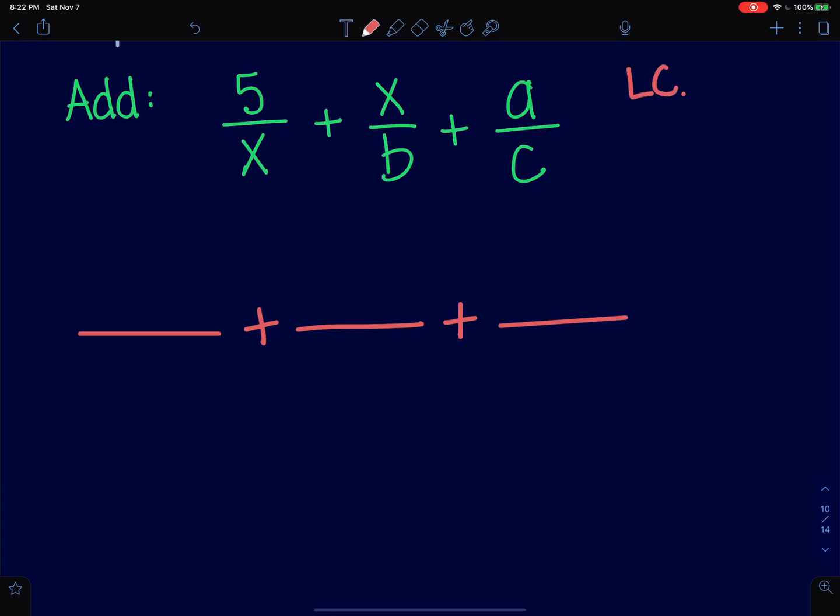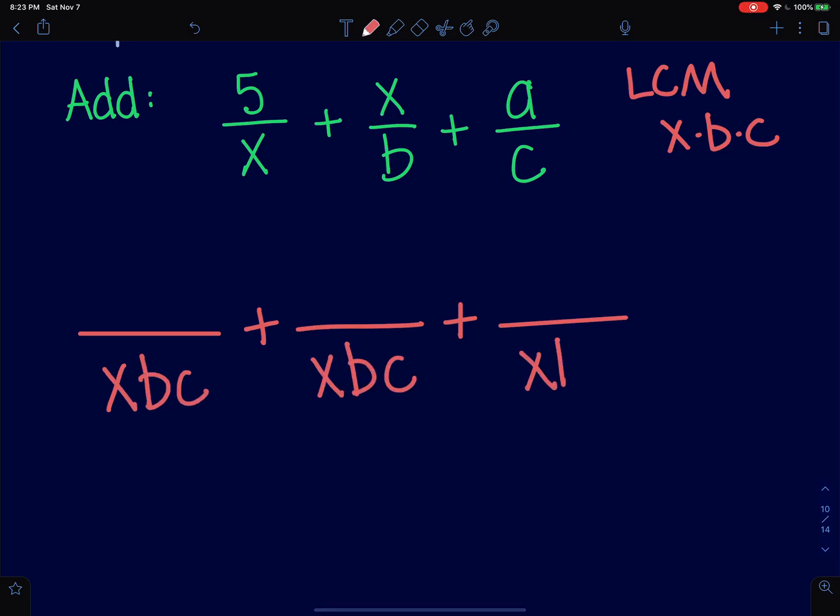The denominator will be the LCM. When I have three letters, X and B and C, the LCM is just going to be XBC. So I'll just write XBC. It's not in alphabetical order, but that's okay. Alrighty, now, erasey, erasey, let's get that out of the way. Let's get these things out of the way.